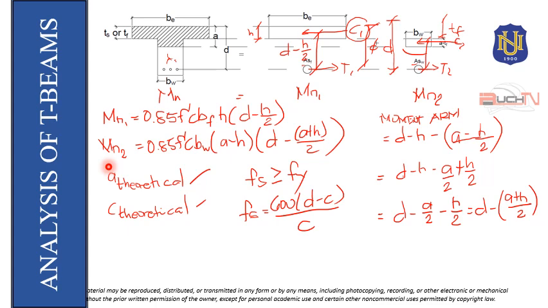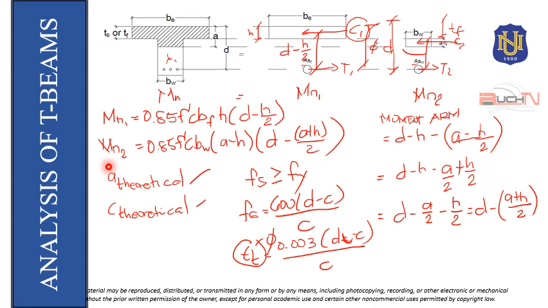So, after that one, kailangan pa rin nating kunin yung net tensile strain. So, which is, that will be coming from 0.003 dt minus C over C. dt is the distance from the extreme compression fiber to the extreme tension reinforcement. So, pag dalawang layer yung reinforcement natin, syempre, siya yung first layer of reinforcement. So, kasi dito natin makukuha yung reduction factor, which is phi.